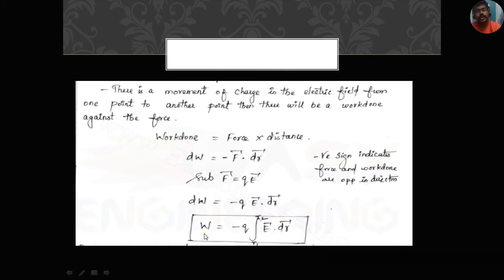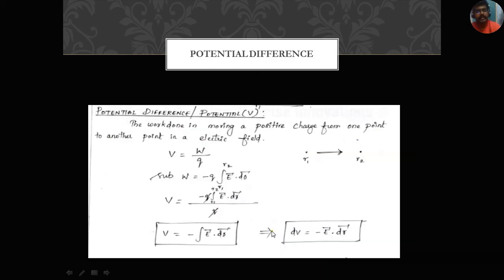If you want the total work done, we have to integrate over the distance R1 to R2. So W is equal to minus Q times the integral from R1 to R2, or X1 to X2, of E vector dot dr.